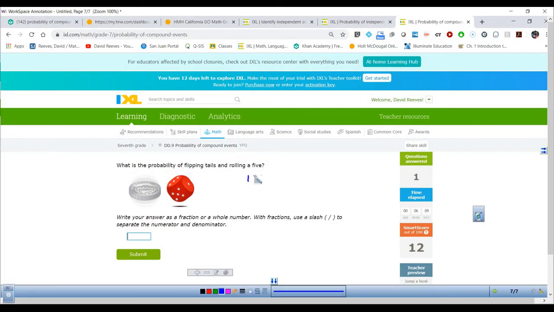All right, what is the probability of flipping tails and then rolling a 5? Okay, so what is the probability of getting tails on a coin? Again, 2 sides. One of them is a tail, so 1 out of 2. What is the probability of rolling a 5? Well, how many faces does this die have? It has 6, right? Each of those faces is numbered either 1, 2, 3, 4, 5, or 6. How many of those faces has a 5 on it? Well, only one of them does, right? Only this one right here is the 5.